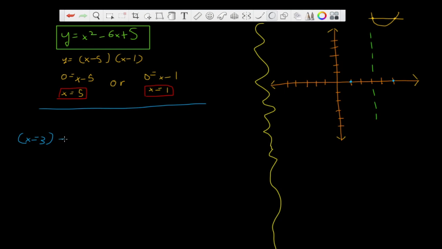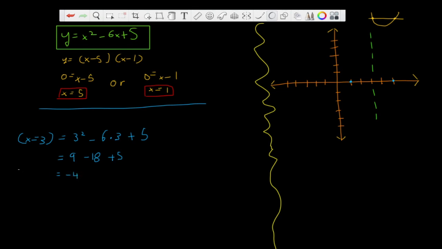So we'll have y equals 3 squared minus 6 times 3 plus 5, and so 3 squared is 9, minus 6 times 3 is negative 18, plus 5, and that should equal negative 4.